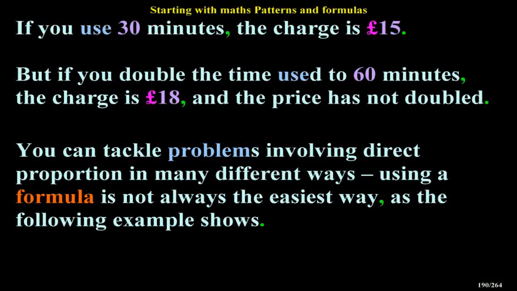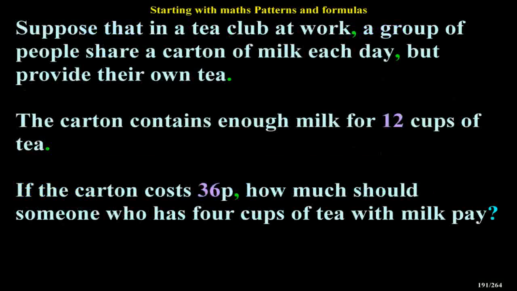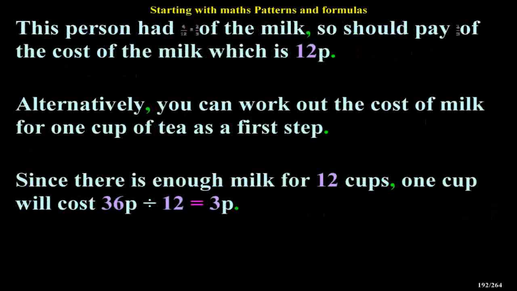You can tackle problems involving direct proportion in many different ways. Using a formula is not always the easiest way, as the following example shows. Suppose that in a tea club at work, a group of people share a carton of milk each day, but provide their own tea. The carton contains enough milk for 12 cups of tea. If the carton costs 36p, how much should someone who has 4 cups of tea with milk pay? This person had a third of the milk, so should pay a third of the cost of the milk, which is 12p.